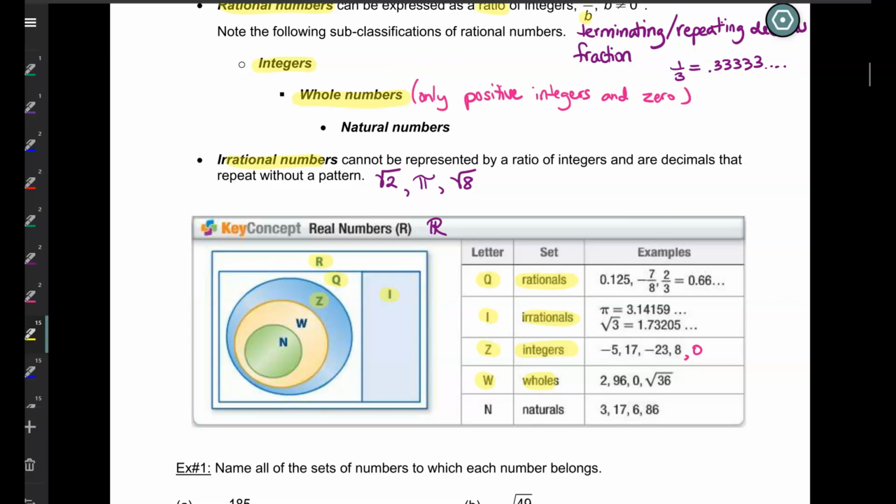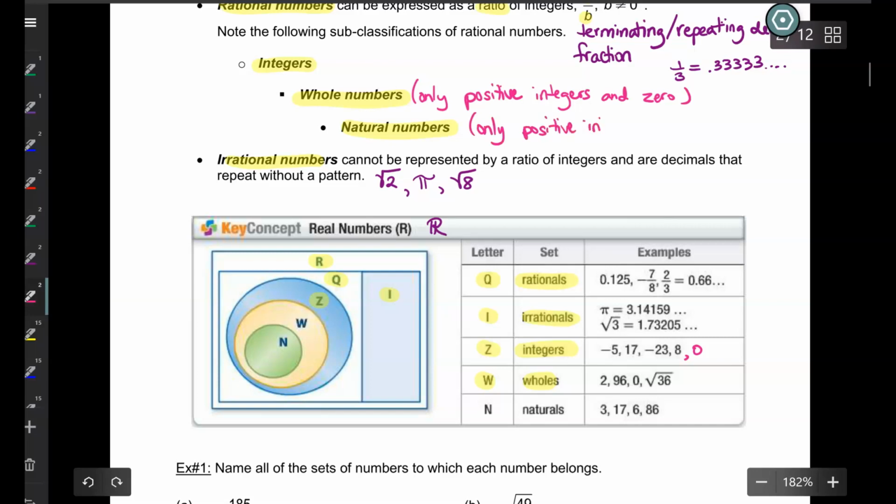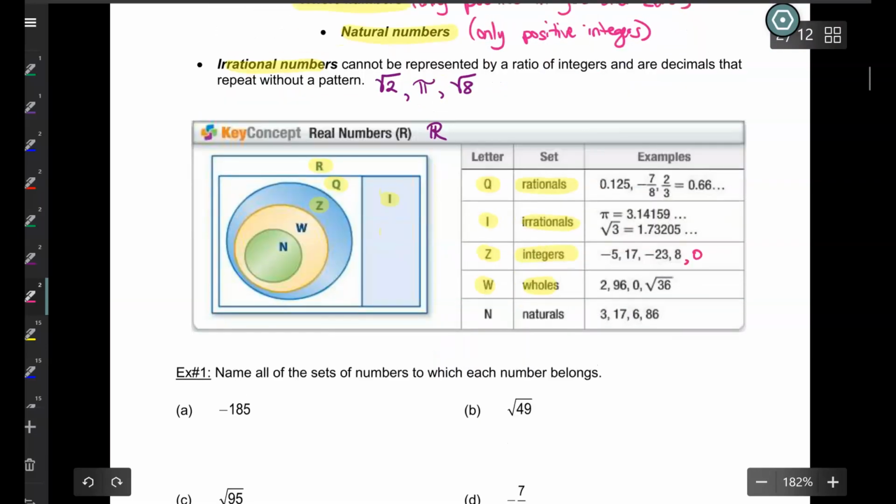Oh, absolutely. In fact, the last one are the natural numbers. So natural numbers are only positive integers, so basically not including 0. So that's the last one. If it's a natural number, that means it's also a whole number, also an integer, also a rational. Sorry, I almost pointed to irrational. And it's obviously a real number.